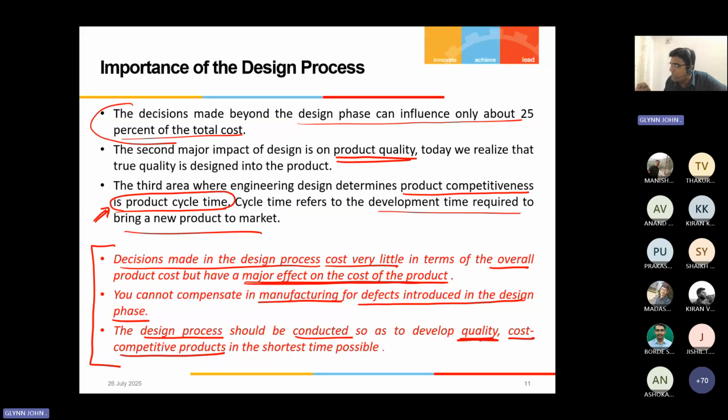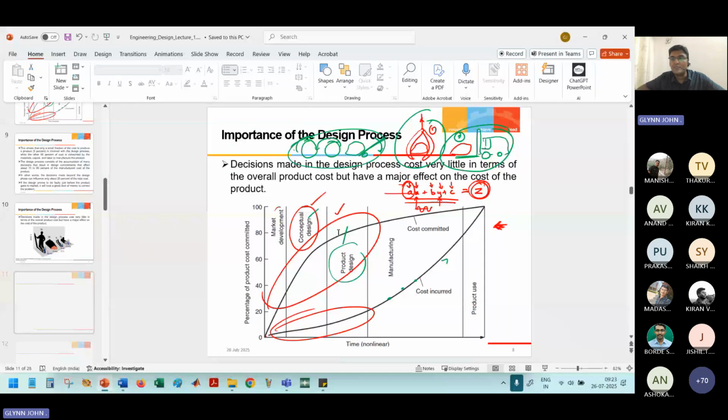See, now you come up with the best product, but if it is very expensive, who's going to buy it, right? Cost competitive products in the shortest possible time. If possible, you come to the market as quickly as possible, right? So if you can do all that without making any mistakes, then you'll be successful.